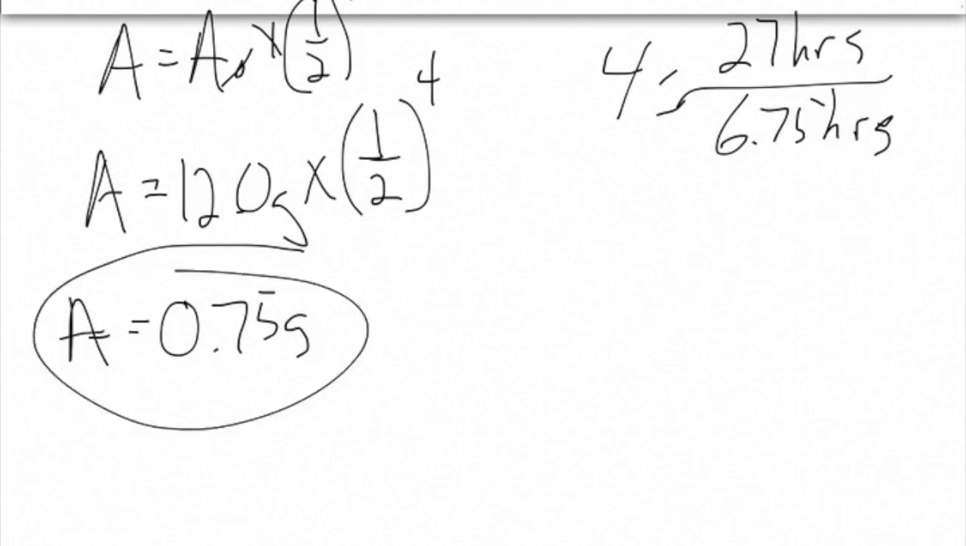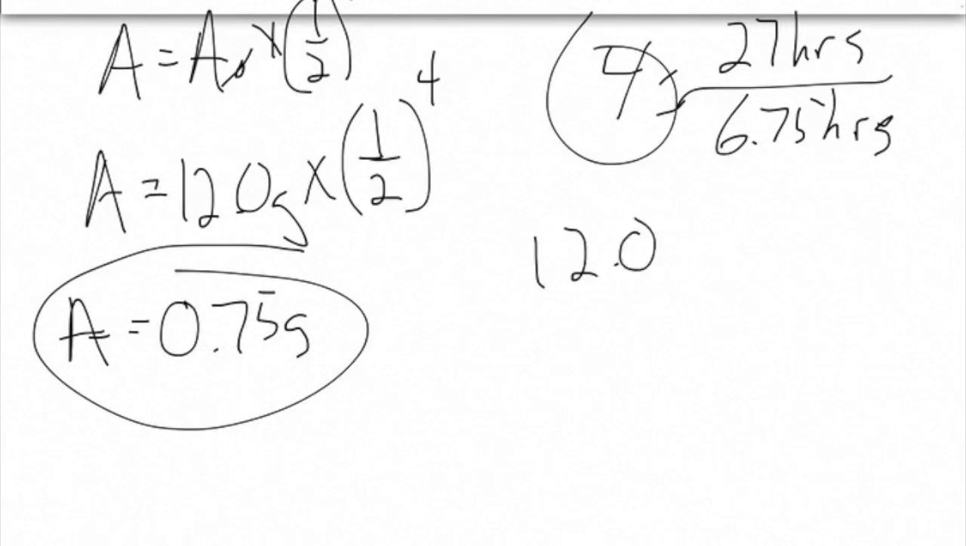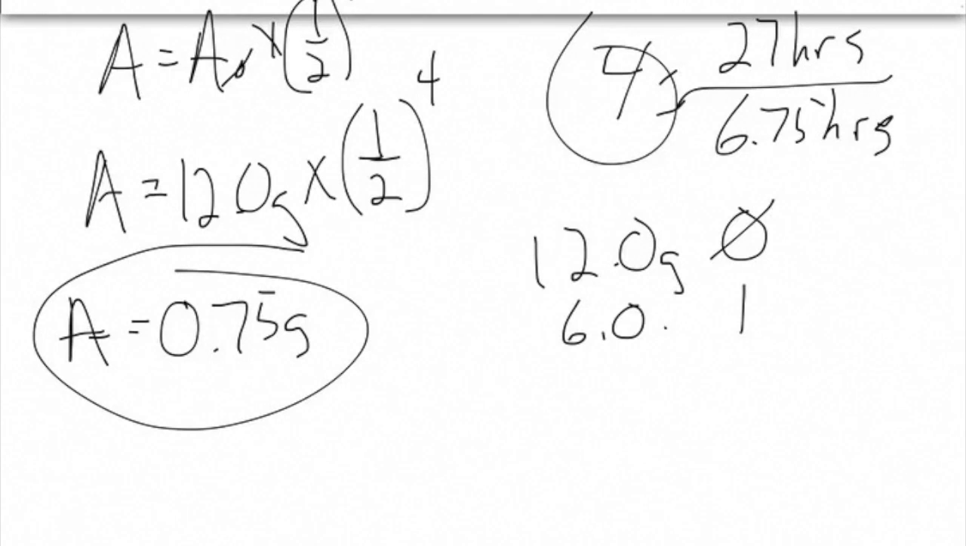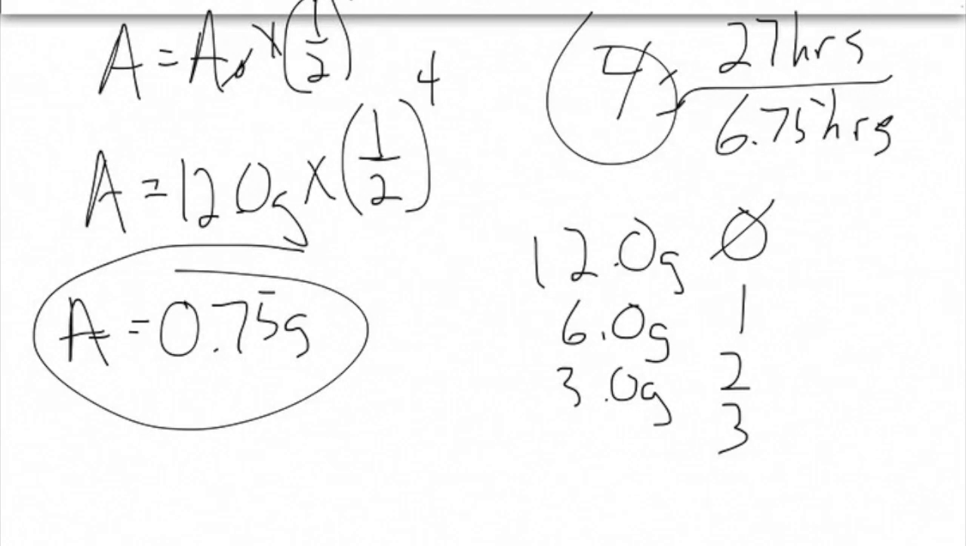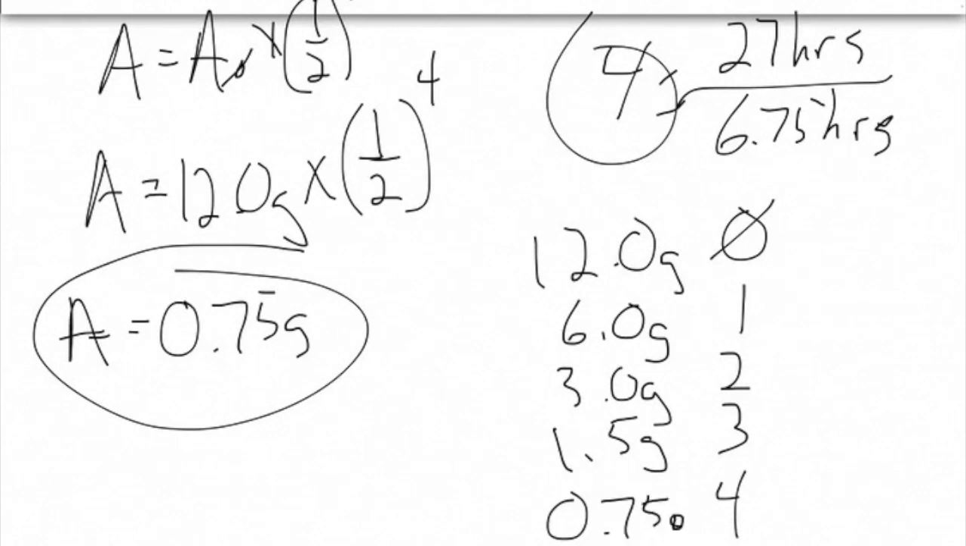The other way you could have done that, once you figured out the number 4 for half-lives, is to say, I start with 12 at 0. After 1, I have 6 grams. After 2 half-lives, I have 3 grams. After 3 half-lives, I have 1.5 grams. And after 4 half-lives, I'd be down to 0.75 grams.